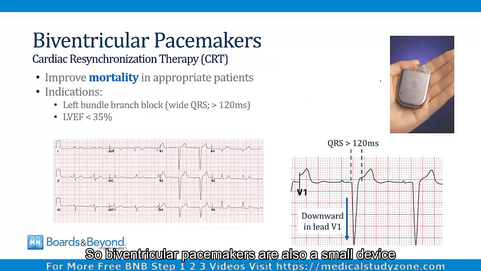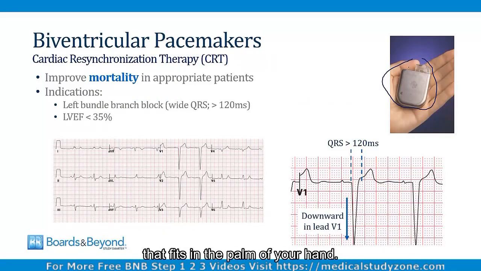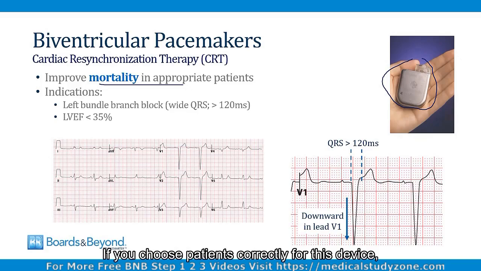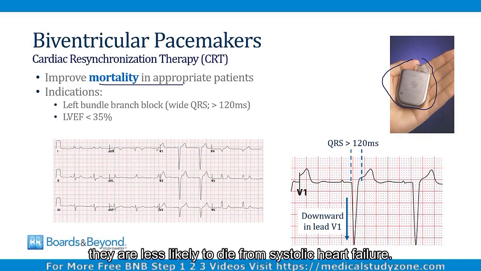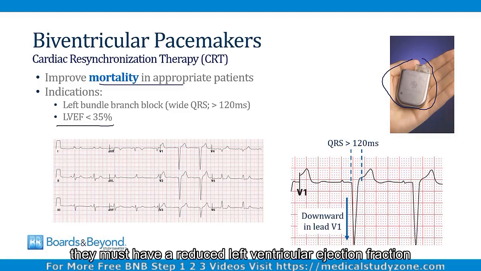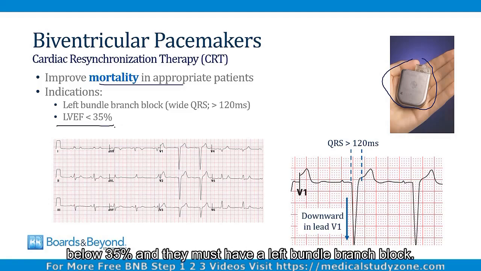So biventricular pacemakers are also a small device that fits in the palm of your hand. They also have wires that connect to the heart, and they improve mortality in appropriate patients. If you choose patients correctly for this device, they are less likely to die from systolic heart failure. For a patient to be a candidate for a biventricular pacemaker, they must have a reduced left ventricular ejection fraction below 35%, and they must have a left bundle branch block.